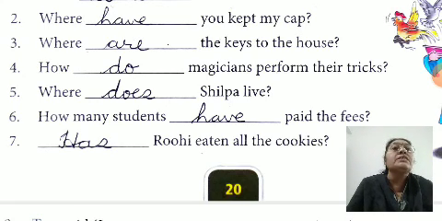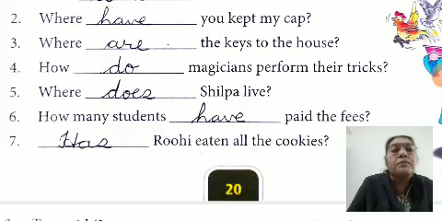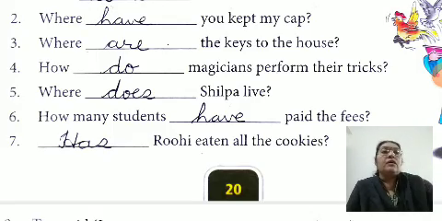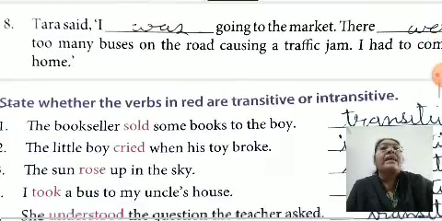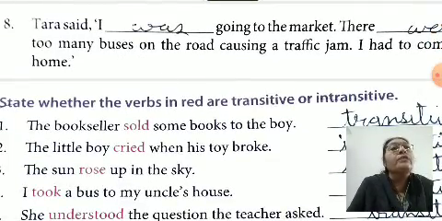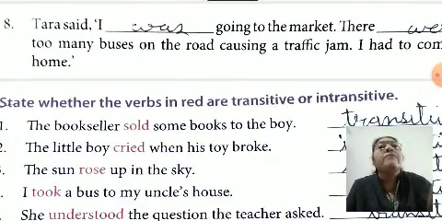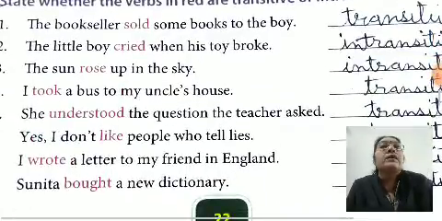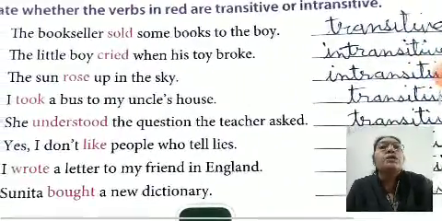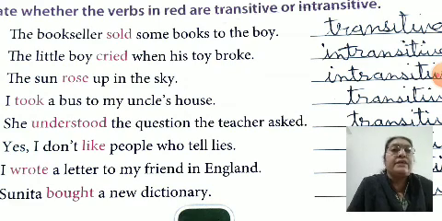How many students have paid the fees? Students, so we use have. Has Ruhi eaten all the cookies? Ruhi is a third person singular, so Ruhi has eaten. Tara said, I was going to the market. There were too many buses on the road. Next question, transitive or intransitive.